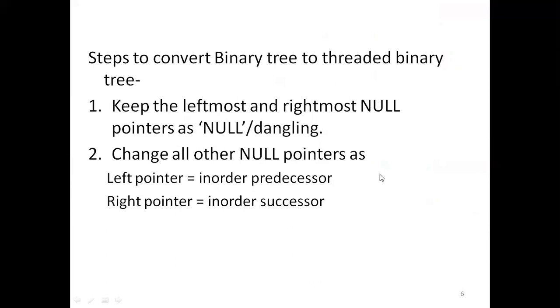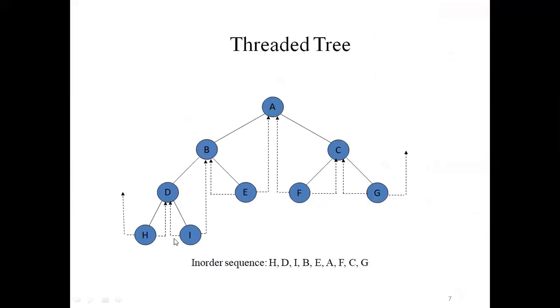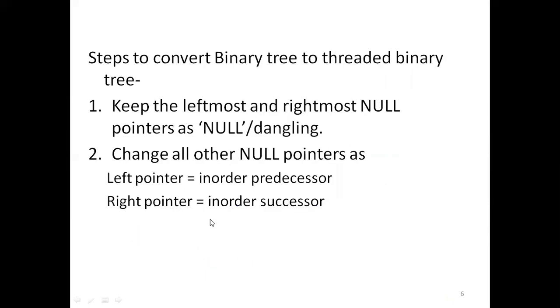So we have 2 options for a null pointer. Sometimes the left field is null, sometimes the right field is null, or sometimes both left and right fields are null. In that case, the left pointer will be replaced with the inorder predecessor. The right pointer will be replaced with the inorder successor of that node.